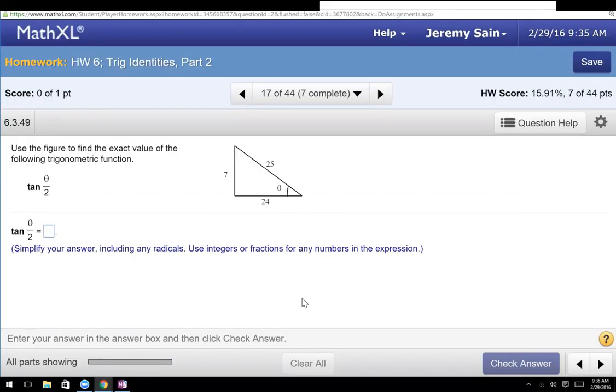Okay, find the exact value of the trig function. So, tangent, we have all sorts of options to choose from. We can use sine over 1 plus cosine, 1 minus cosine over sine, or the square root.